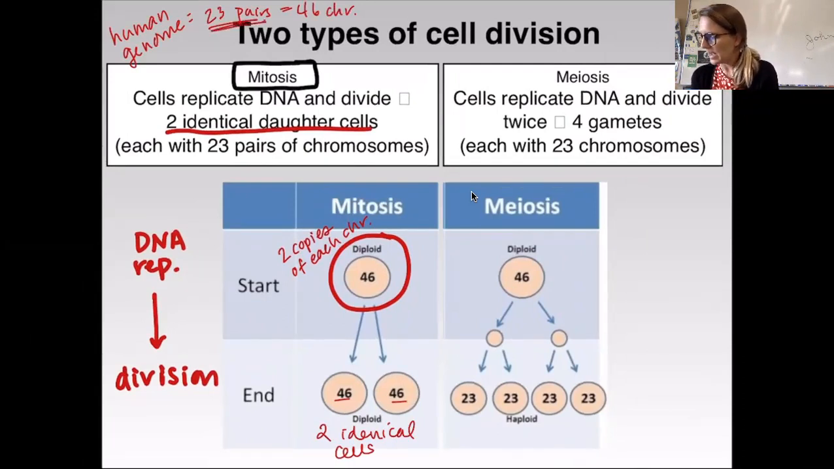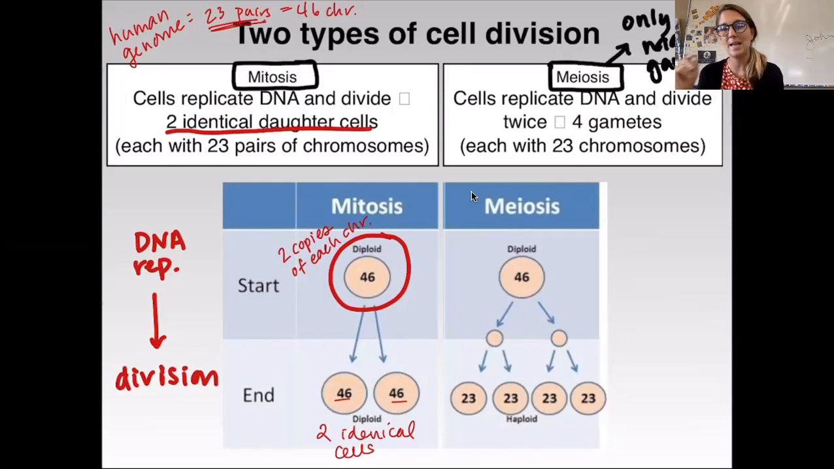All right. So now the other type of cell division is called meiosis. Meiosis only makes gametes, right? What are the gametes? Those are the sex cells. Only makes the sex cells. It's a very complicated process. And the only reason we do it is to make egg or sperm. That's it. All the other types of cell division in our body are mitosis. Meiosis is only to make egg and sperm. That's it.